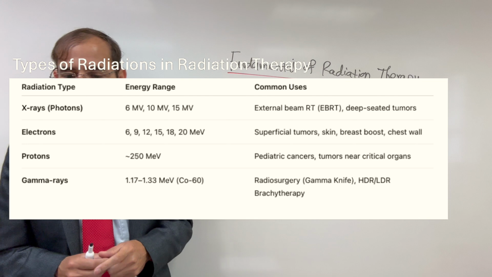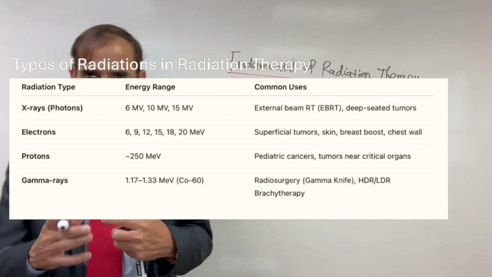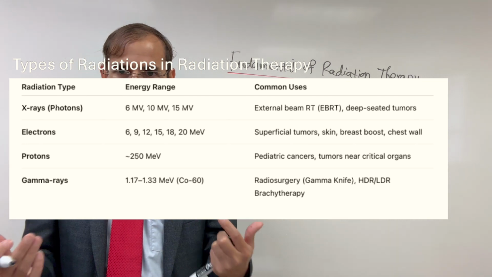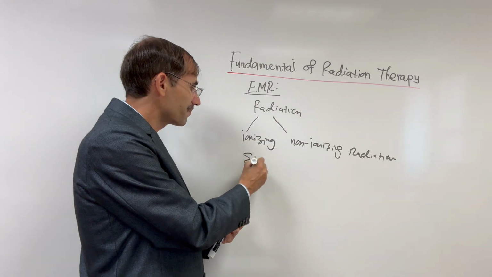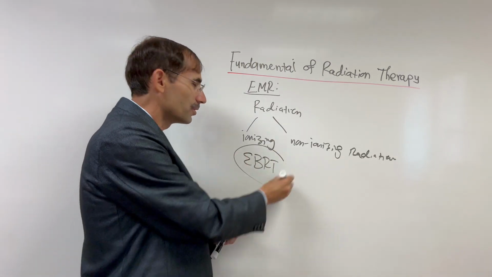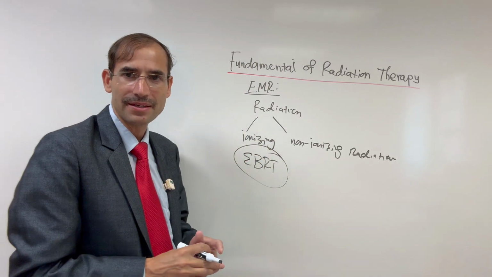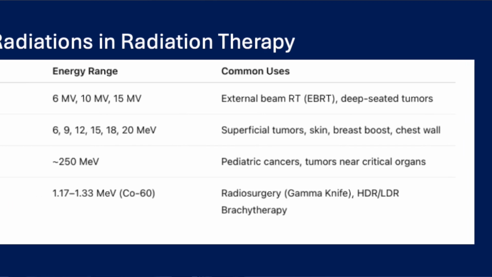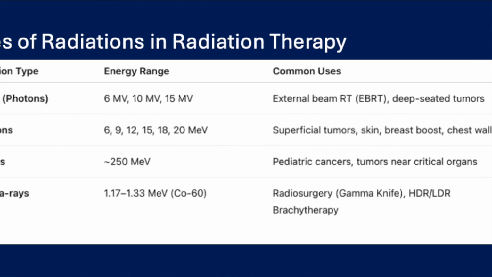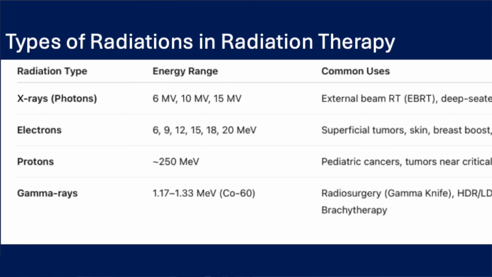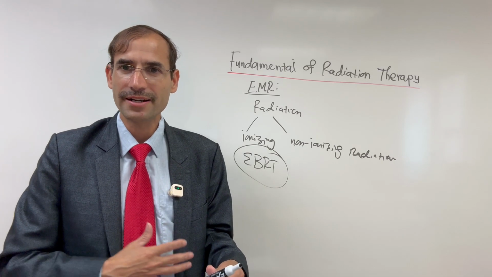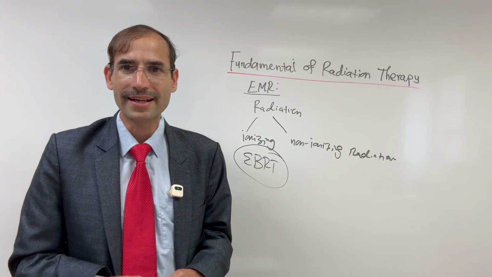In radiation therapy we use X-rays for external beam radiation therapy. We call that EBRT. Look at this terminology, external beam radiation therapy, that is called EBRT. Basically, when we treat a deep-seated tumor, for example, a tumor deep inside the body, then we have to use X-rays.